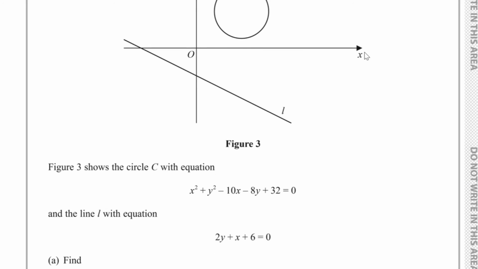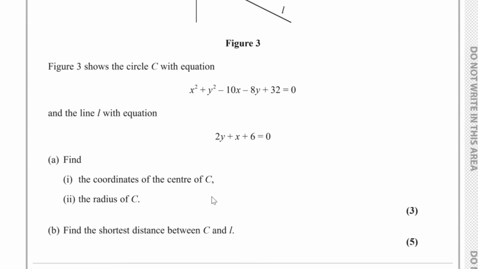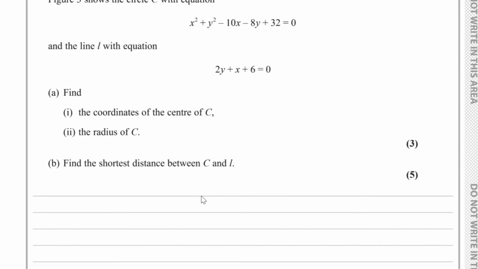Question number 11. Figure 3 shows the circle C with equation x squared plus y squared minus 10x minus 8y plus 32 equals 0, and the line with equation 2y plus x plus 6 equals 0. What we have to do for part A is find the coordinates of the center of the circle C and the radius of the circle C.